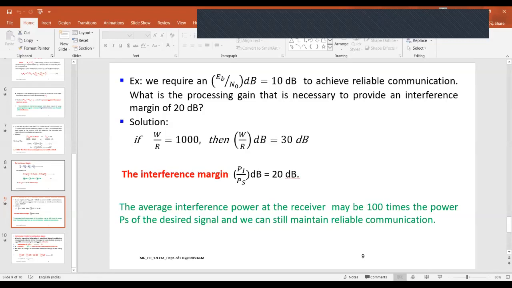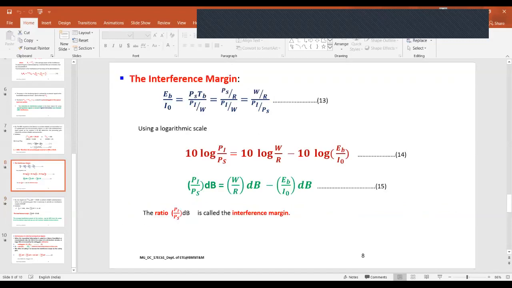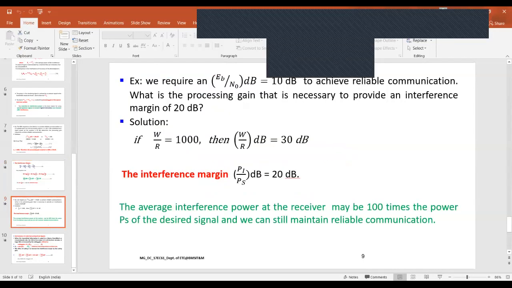Just now in the previous slide, I showed the relationship between interference power and signal power: Pi/Ps is W/R minus Eb/I0. The Eb/I0 is given as 10 dB. So I need to calculate the interference to signal power, which is what the interference margin is. If I take W/R as 30 dB, from that equation, 30 minus Eb/I0, which is 10 dB.